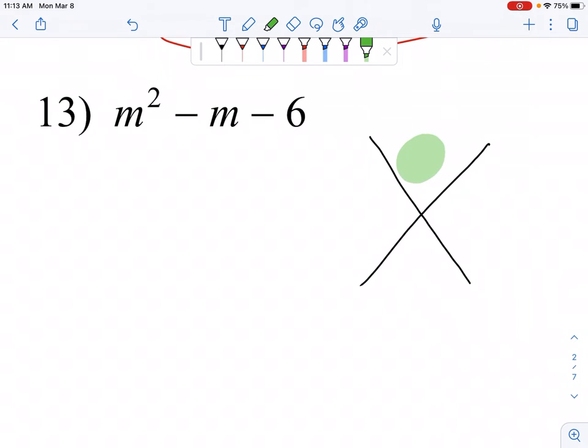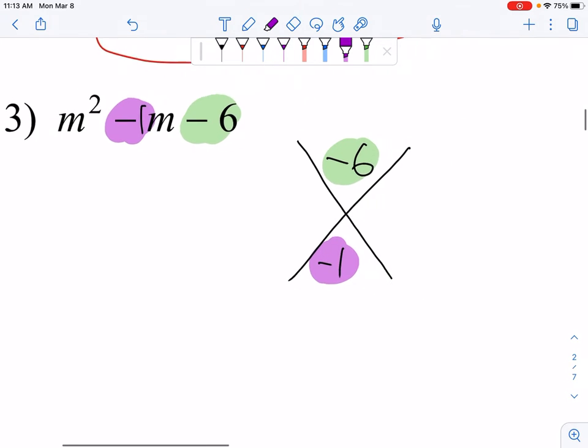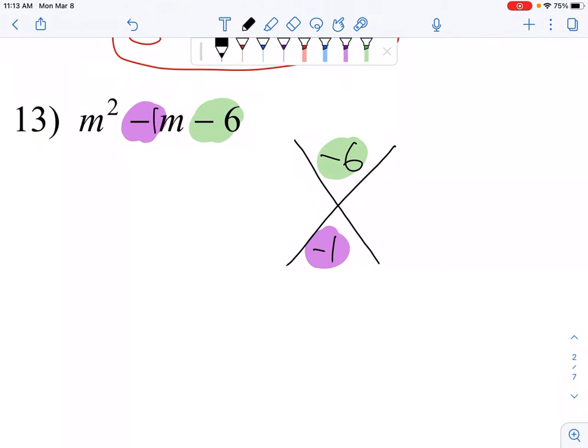So let's see another example here. Negative 6 goes on top. And this is a negative 1. There's a 1 there. So negative 1 goes on the bottom. I'm looking for what will multiply to make a negative 6 and combine to make a negative 1. It should be a negative 3 times a positive 2.